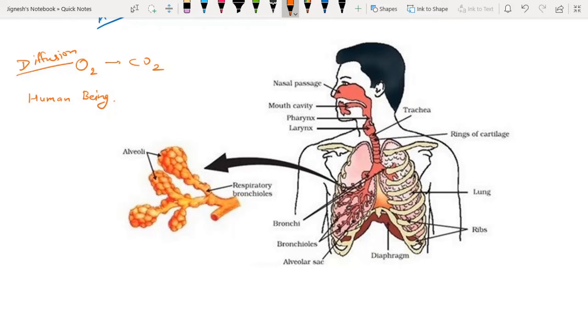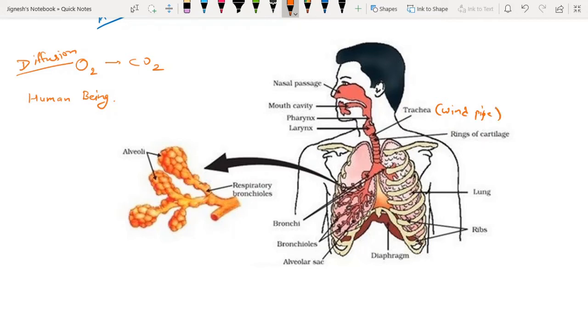What do these hairs do? These hairs secrete mucus. First we will understand the parts and the role of each: the nasal passage, nostrils, and mouth, where air goes in. This is the pharynx, the mouth cavity, the pharynx, and the larynx, which is called the voice box. C-shaped cartilage rings support the trachea. It is also known as the windpipe. Now air goes over here.